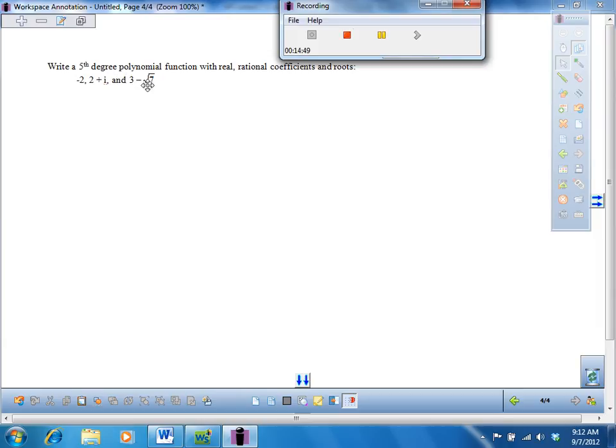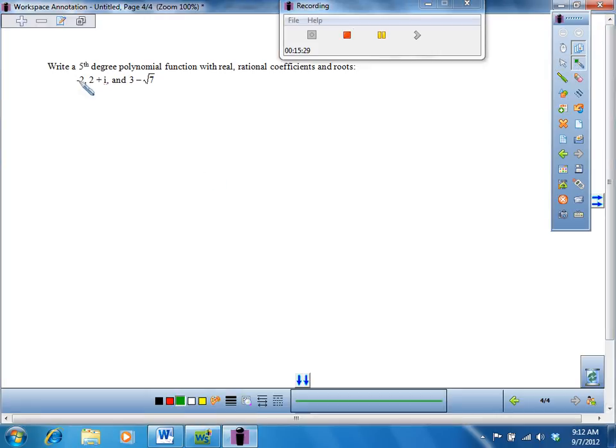So write a 5th degree polynomial with real coefficients and roots. If a function has imaginary roots or complex zeros, the function still has real coefficients. So even though it has imaginary roots, it has real coefficients. One thing I didn't talk about is that if you have a 3 minus root of 7, you also have a 3 what? Plus root of 7. So if you have a radical number like that, then you also have a 3 plus root of 7. So what this means is, if negative 2 is a root, what is the factor?